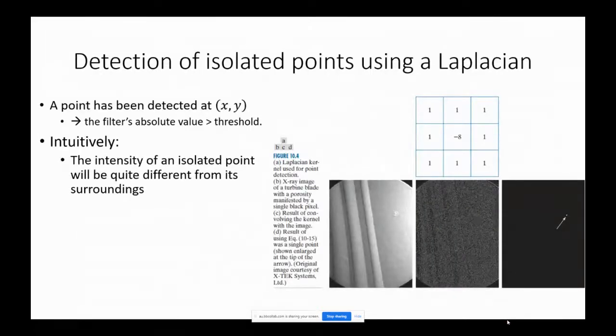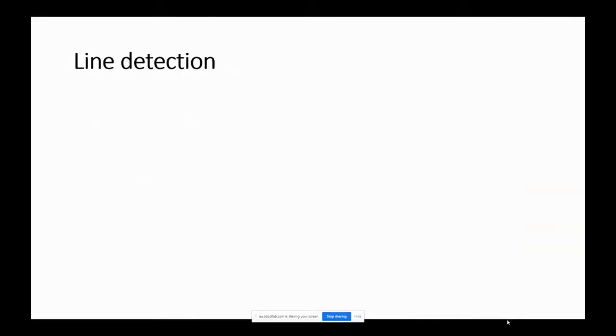So this is the end of a very basic algorithm for detecting points. Just pass the Laplacian kernel, get the absolute values of the result of passing the Laplacian kernel on the image, and then threshold. The trouble is finding a threshold.